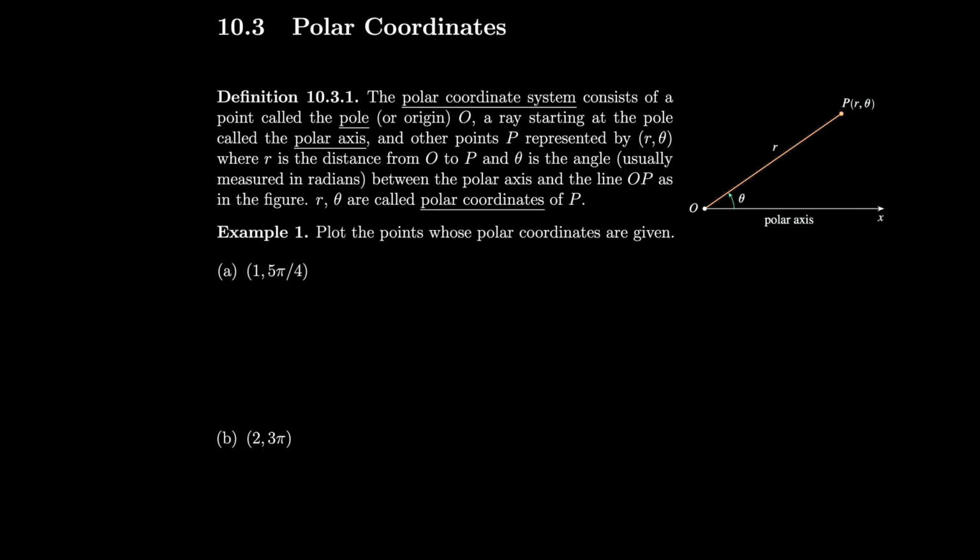Section 10.3 Polar Coordinates. The polar coordinate system consists of a point called the pole, or origin O, a ray starting at the pole called the polar axis, and other points P represented by (r, θ). r is the distance from O to P, and θ is the angle, usually measured in radians, between the polar axis and the line OP, as in the figure. r and θ are called polar coordinates of P.